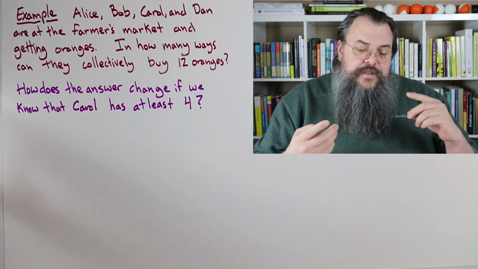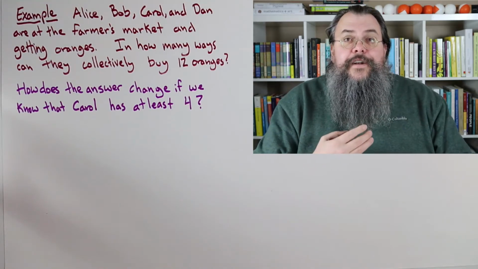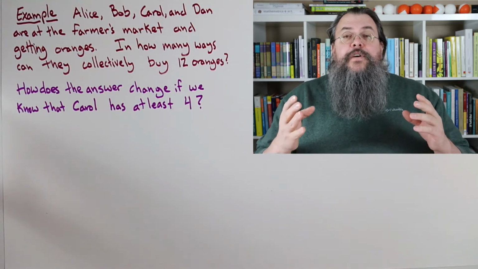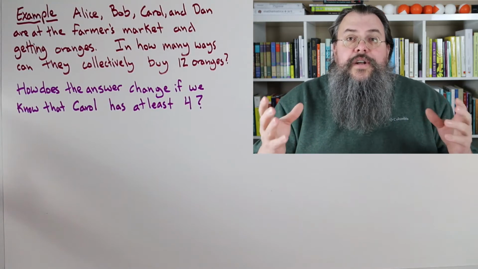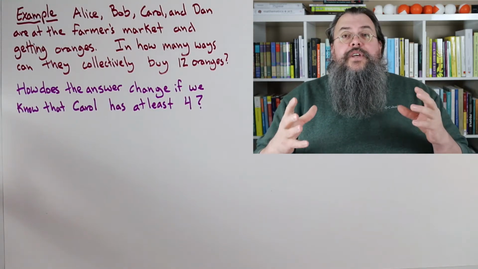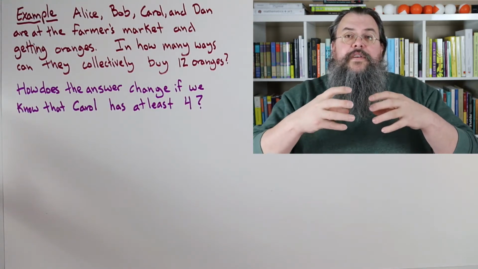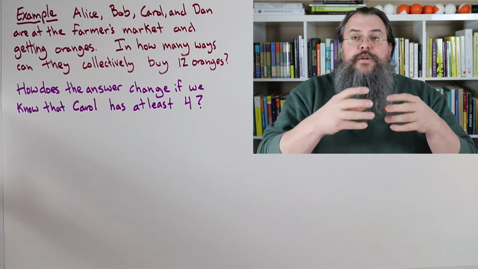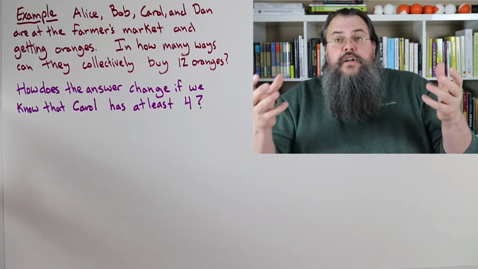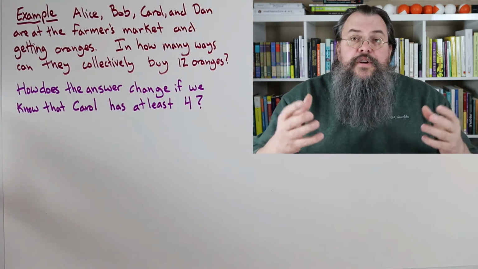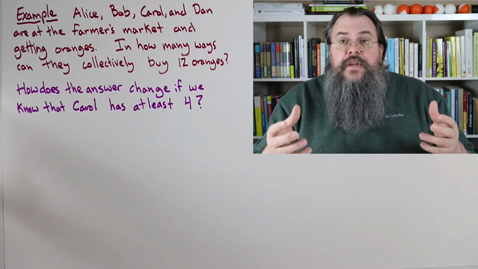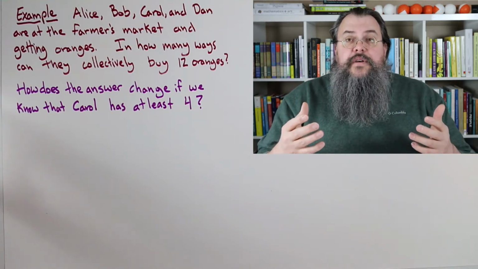So there's Alice and Bob and Carol and Dan. All right. So, well, look, an orange is an orange. There's 12 of them. So here, we have these identical objects which we're distributing among the people. Now, it could be the case that one of them just buys 12 and the other 3 don't buy any. They might all buy 3 each. There's lots of different possibilities.